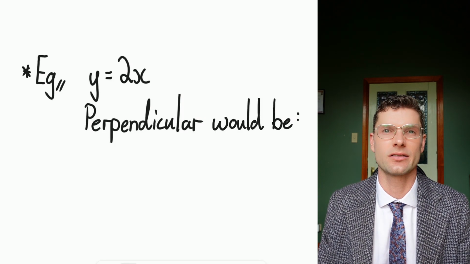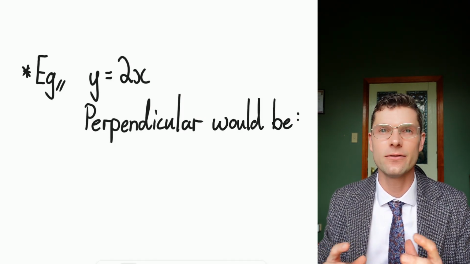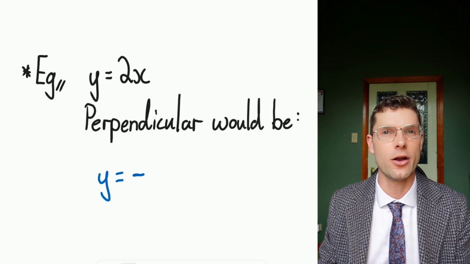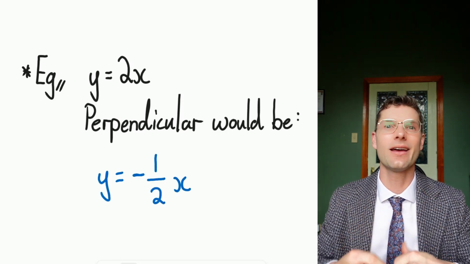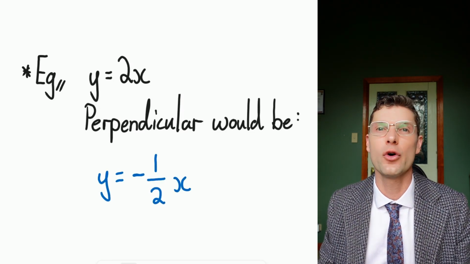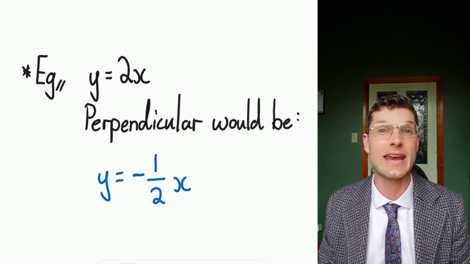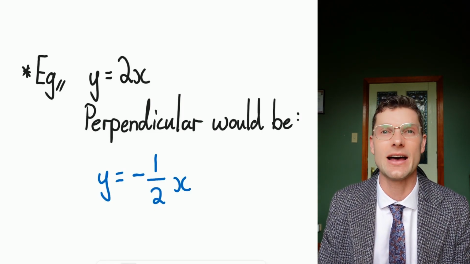y is equal to 2x. What line would be perpendicular to it? Because I'm looking for the negative reciprocal, all I'd have to write is y is equal to negative 1 over 2. That's the 2 over 1 flipped around, and I've made it negative. For these questions, the y-intercept actually doesn't matter. It could be anywhere on this line and still be perpendicular. I've just left it as 0, so these two are passing through the origin.